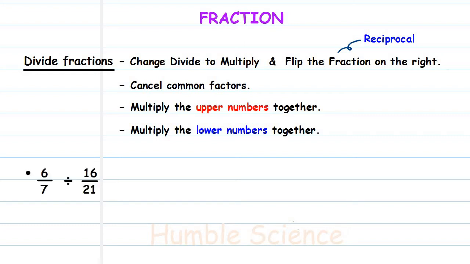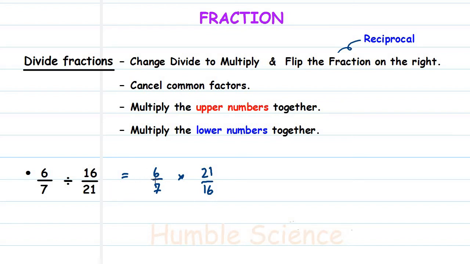Here we have 6 over 7 divided by 16 over 21. The first step is to change from divide into multiply, and flip the fraction on the right into its reciprocal. So here we can have 6 over 7 multiply 21 over 16. Now we can cancel out the common factors.